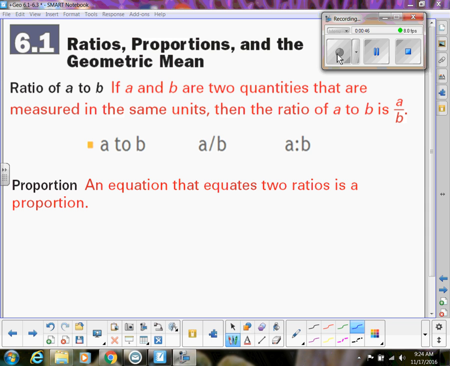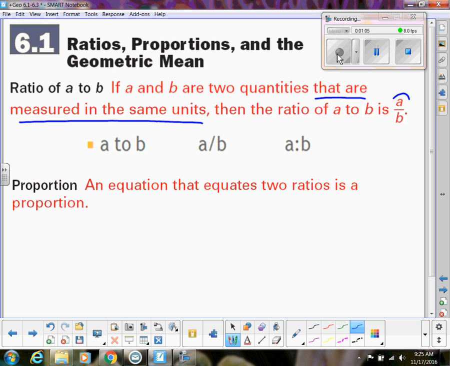If A and B are two quantities that are measured in the same units, so if we're doing inches, both values have to be in inches. I can't have one in inches and one in feet. You would have to convert to the same unit in order to have a true ratio. Okay, and then we can write the ratio, like I said, as a fraction, or we can write it in words like this, A to B. This is another way a fraction can be written, and then we can also use the colon.